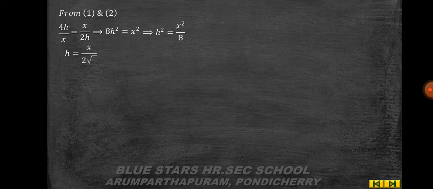So comparing equations 1 and 2, 4H by X is equal to X by 2H, which implies 8H square is equal to X square. So H square is equal to X square by 8. H is equal to X by 2 root 2. So the correct option is option 2. The answer is X by 2 root 2.